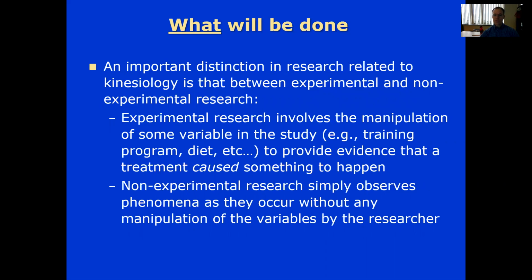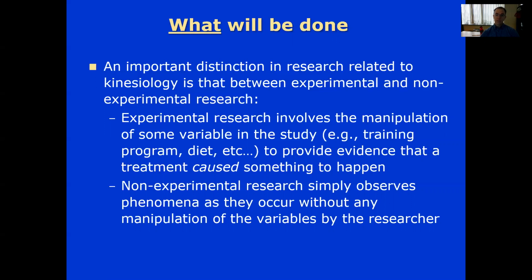is that between experimental and non-experimental research. For example, experimental research involves the manipulation of some variables in the study. For example, you're doing a training program, the effects of a certain amount of resistance training or duration of aerobic exercise on, let's say, aerobic capacity or heart rate or muscle gain, or it could be diet. You may be manipulating a particular amount of protein content or carbohydrate content, and you're trying to manipulate that to provide some type of evidence that the treatment caused something to happen.